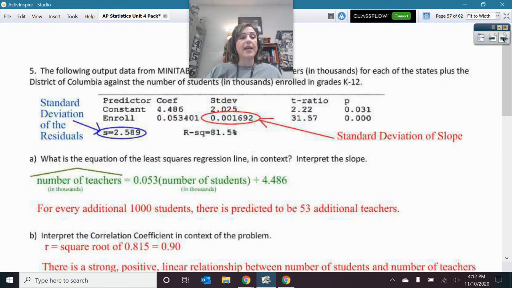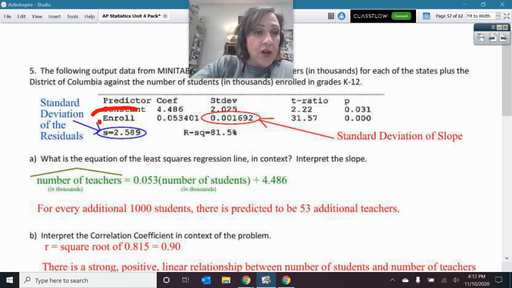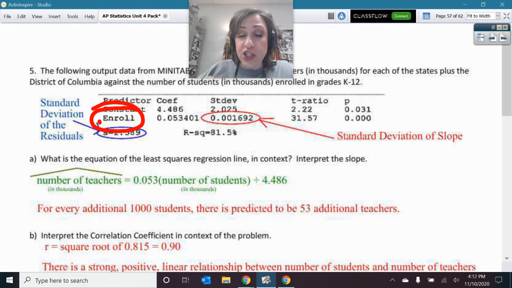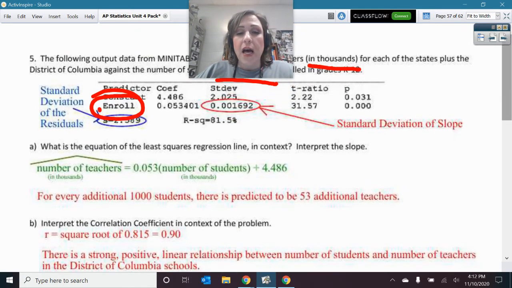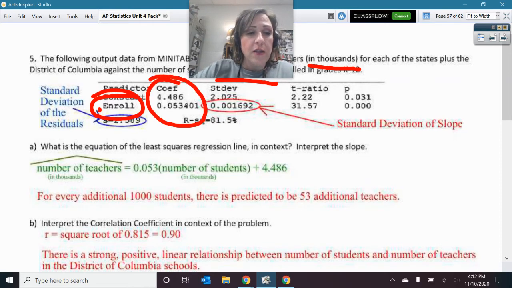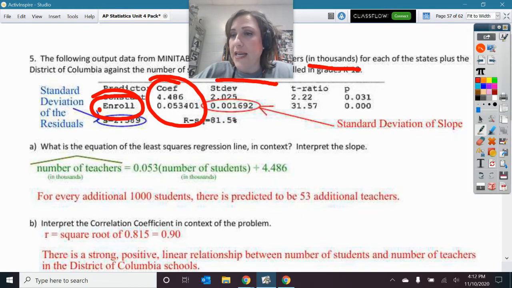Next. Okay, so here, if you weren't sure what is X and what is Y, then you look right here. That's your X variable. So the student enrollment was X. Keep in mind that this is in thousands, number of students in thousands. So there's that. Therefore, you have to know your coefficients right here. The number of teachers in thousands is 0.053 times the students in thousands plus 4.486. There's your coefficients.